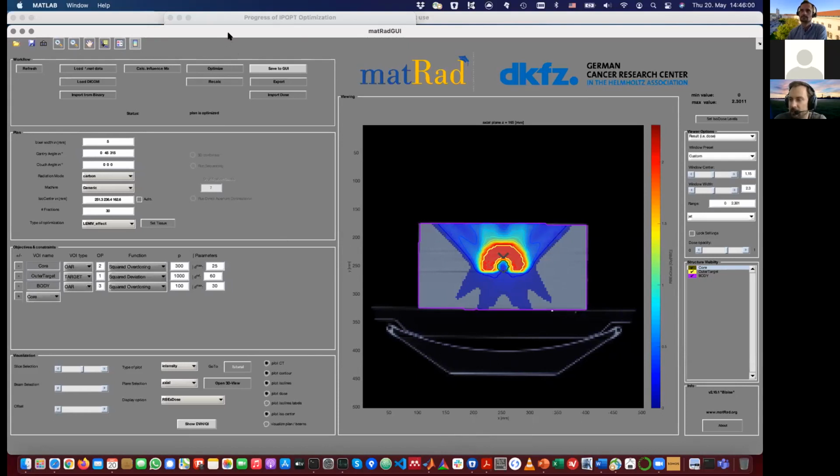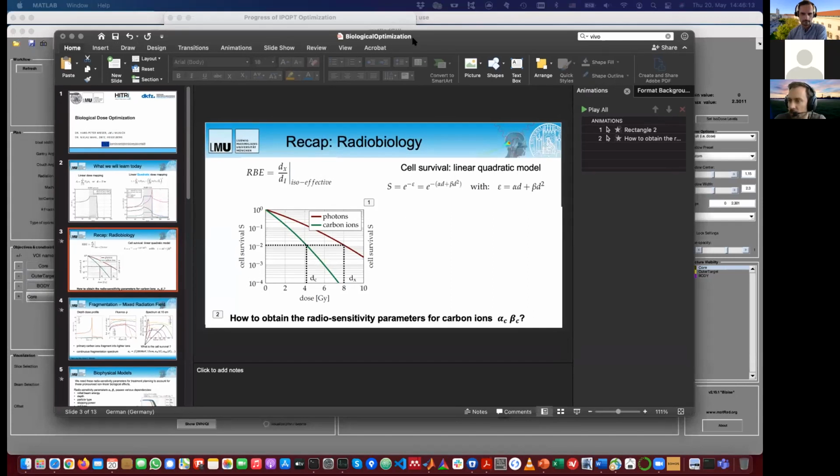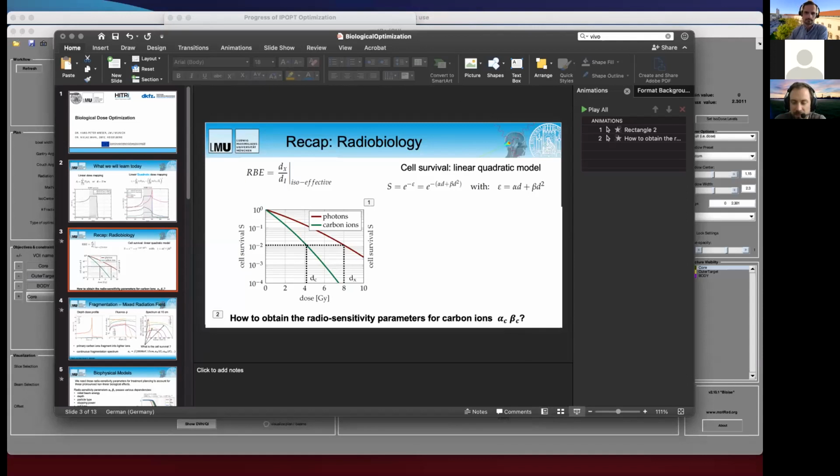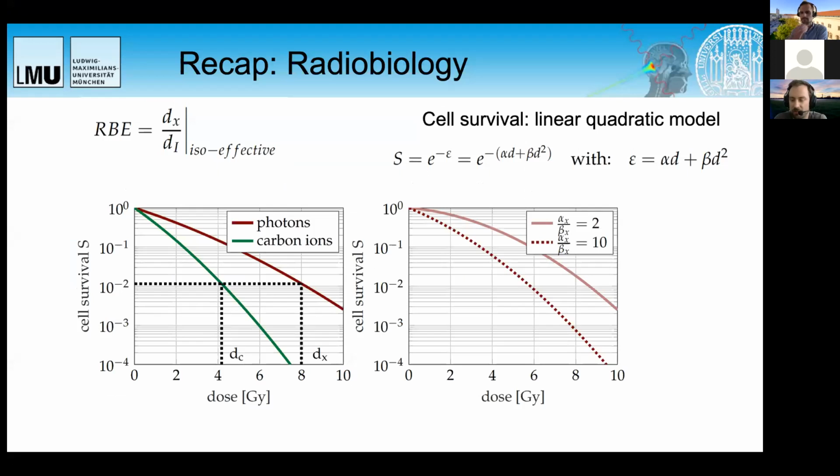So the linear quadratic model, I think it was already introduced today, basically works with two parameters to determine how, or how basically they model how cells survive exposure to radiation. And there you have the alpha parameter and the beta parameter. And actually, exactly what's in this exponent, if you take the minus sign out of it, is what we in MATLAB call the effect that we optimize.